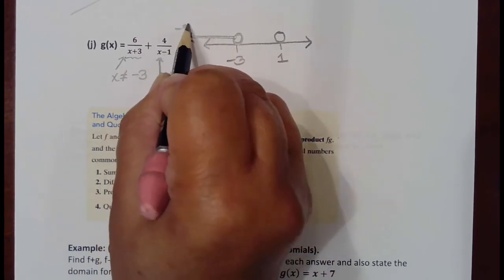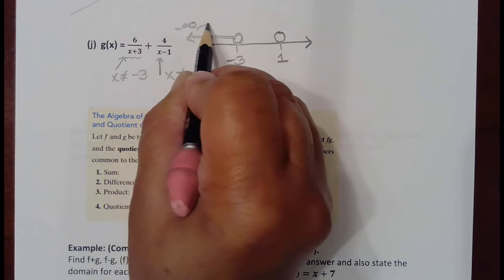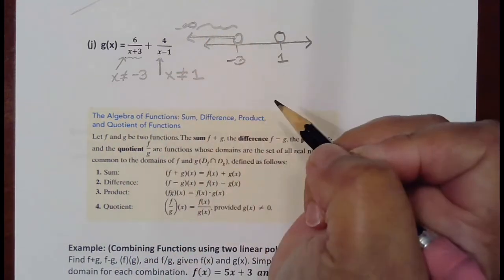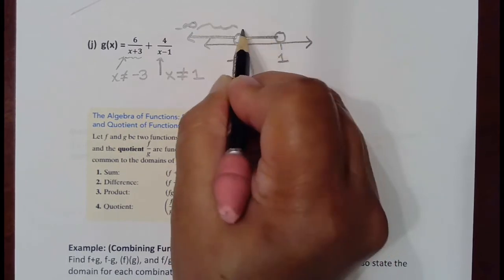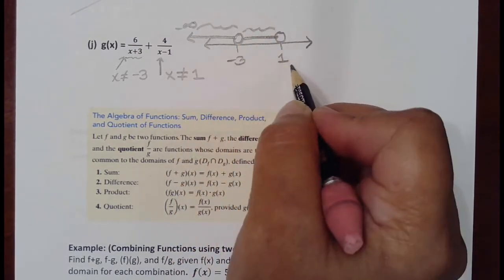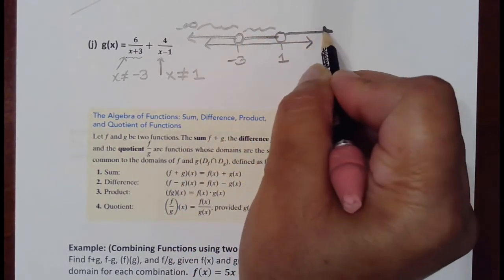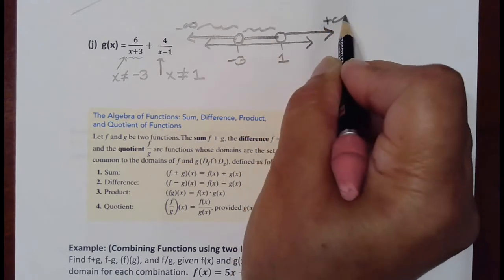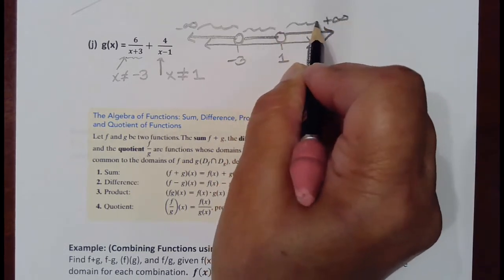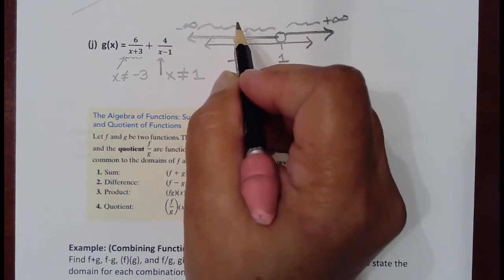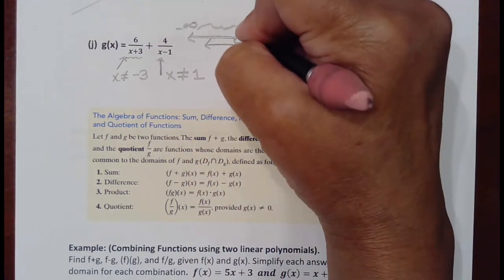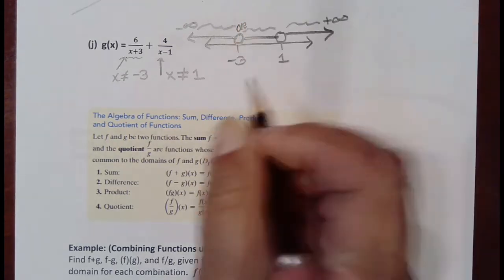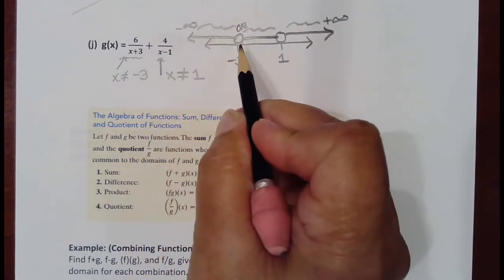Anything from here to here is good, from -3 to 1. And anything from 1 to positive infinity is good. So there are several areas that are good, but you have to make yourself jump over the values that it cannot be. So we say that the domain is anything from negative infinity to -3, not including -3, or it can be anything from -3 to 1, or it can be anything from 1 to infinity.